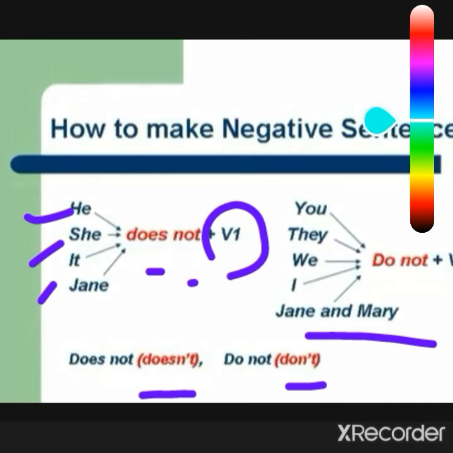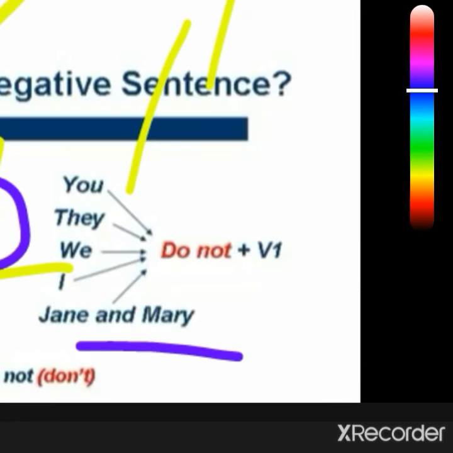Now see here, if the subject is you, they, we and I, then we will use do, and after do we use not, because we are going to make negative sentences, and the rest of the structure will remain the same: first form of verb, and after verb your object will come. It is not necessary that every sentence contain an object, because without verb you cannot make a sentence, but without object a sentence can be made.